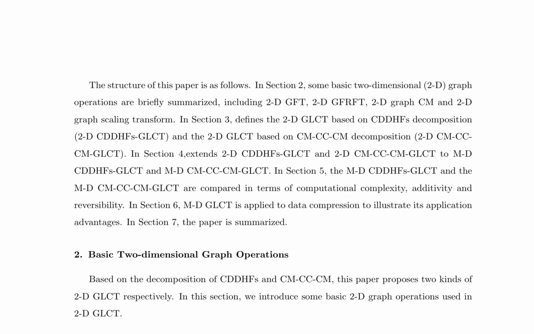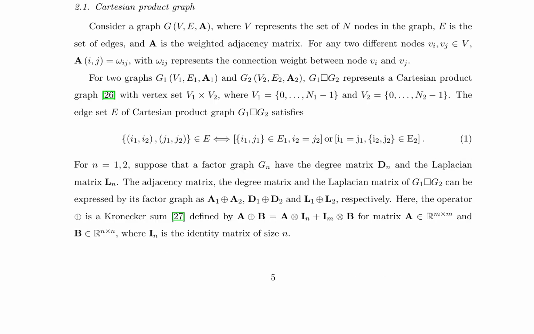The paper begins by introducing basic 2D graph operations, including Cartesian product graphs, 2D graph Fourier transform, 2D graph Fourier transform with rotation, 2D graph convolution, and 2D graph scaling transform. A Cartesian product graph is defined as the product of two graphs, G1 and G2, with vertex set V1 times V2 and edge set E satisfying certain conditions. The adjacency matrix, degree matrix, and Laplacian matrix of the Cartesian product graph can be expressed as the Kronecker sum of the corresponding matrices of the factor graphs.